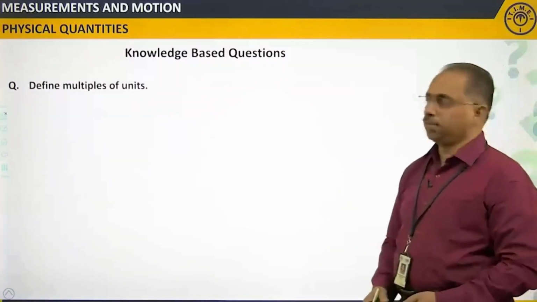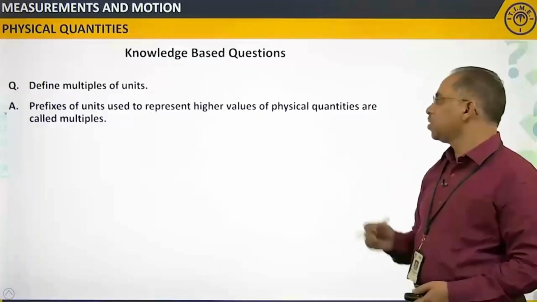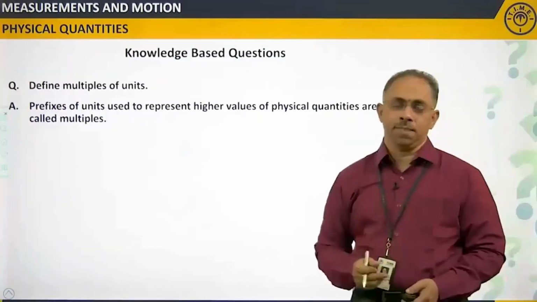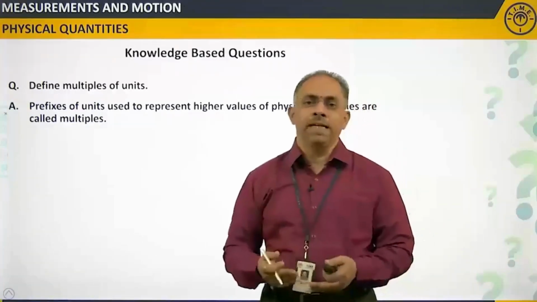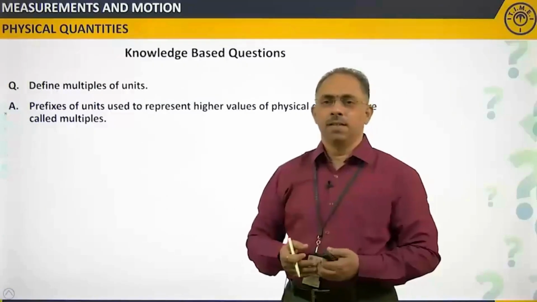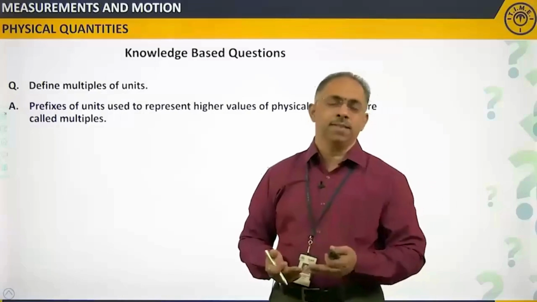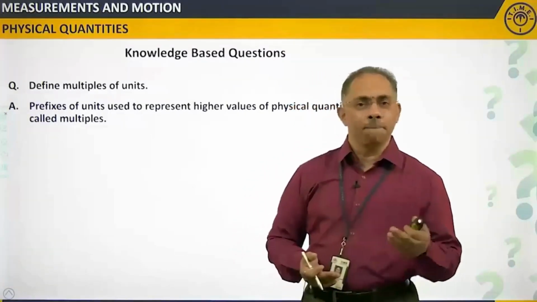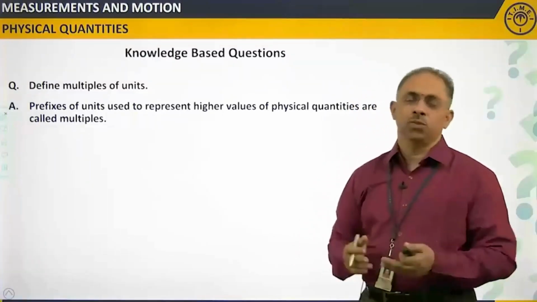Define multiple units. Prefixes used to represent higher values of physical quantities are called multiples. Now, you tell me what the multiples are. 10 power 2, 10 power 3, 10 power 6, 10 power 9, all these are multiples. We are familiar. 10 power 3 is called kilo, 10 power 6 is called mega, 10 power 9 as giga, and so on.